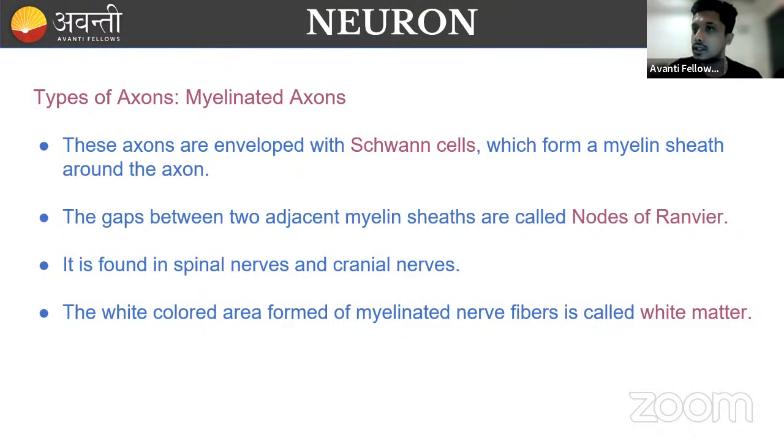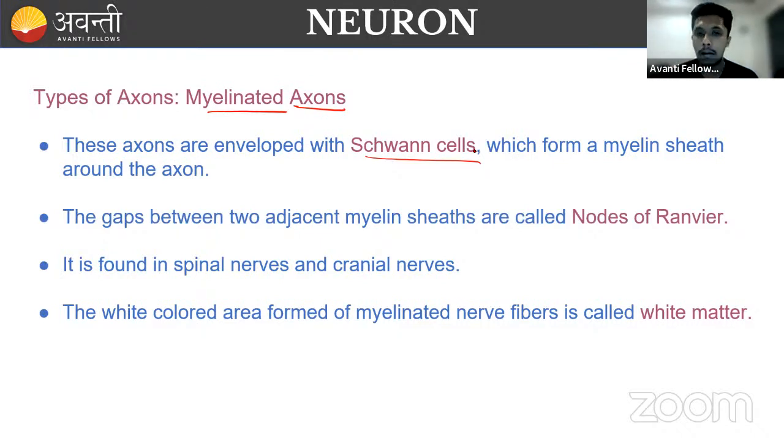The first type is myelinated axons. What are myelinated axons? These are the axons which are enveloped by Schwann cells. These Schwann cells are responsible for secretion of myelin around them. Myelin is basically providing a type of insulation to your neurons.